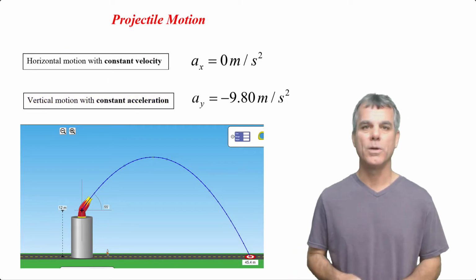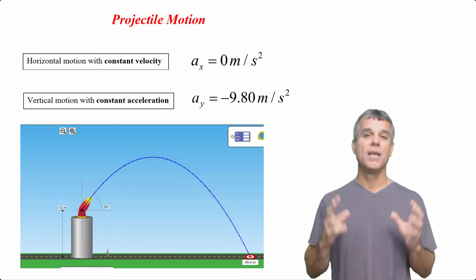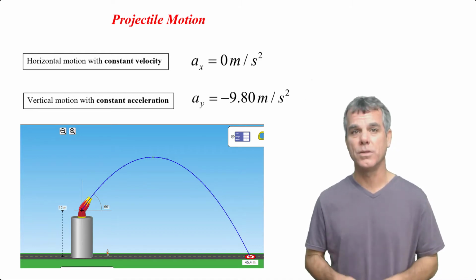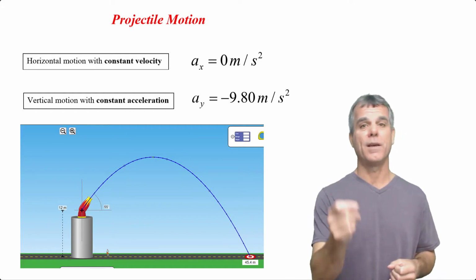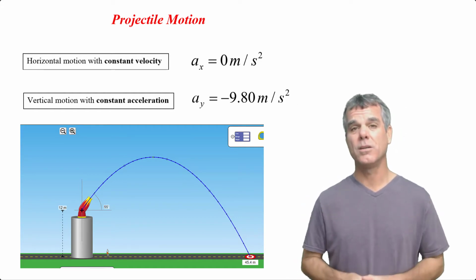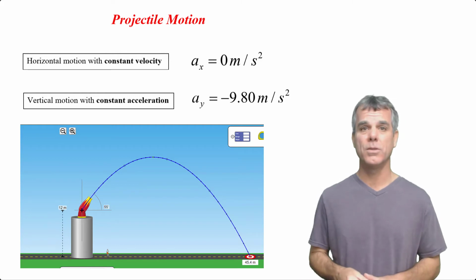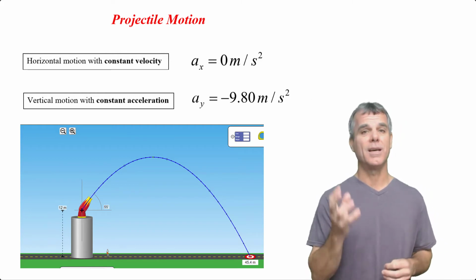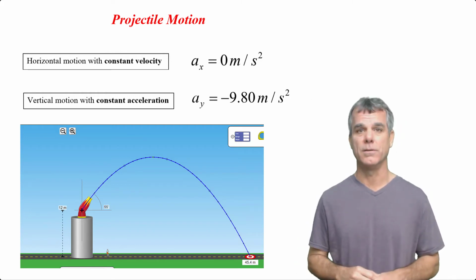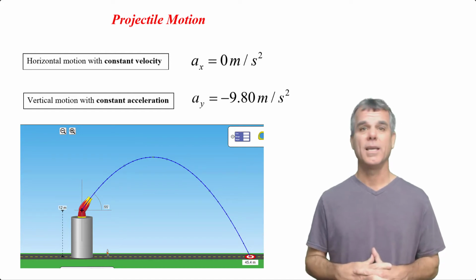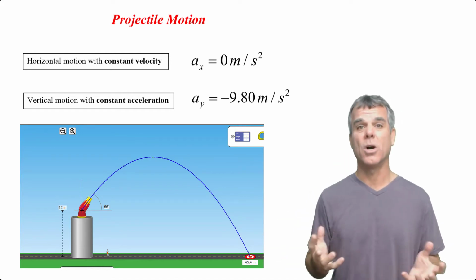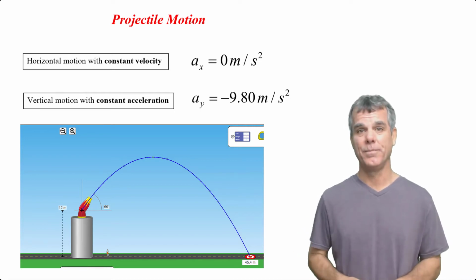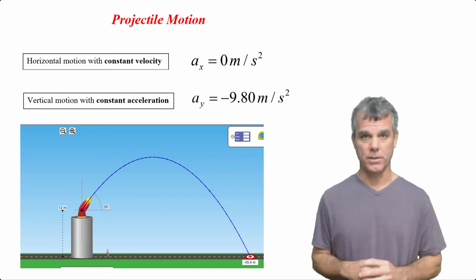The other important point about projectile motion is the horizontal and vertical motions are completely separate and they do not affect each other. So the horizontal motion does not affect the vertical motion and the vertical motion does not affect the horizontal motion. Classic example is, let's say I dropped an object and fired an object horizontally at the same time, which would hit the ground first?